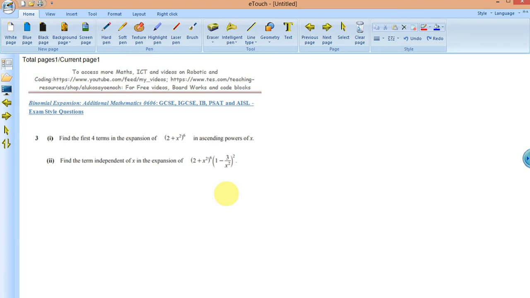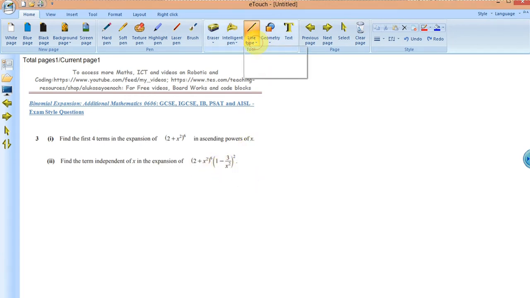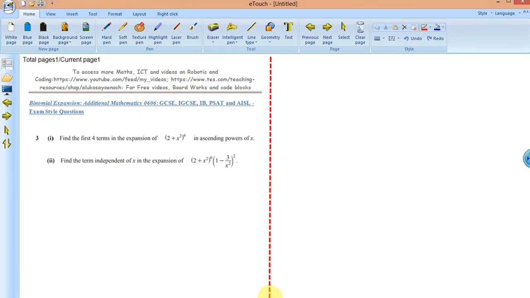Okay, guys, here is the second question. Let's take a look at the next question. Find the first four terms in the expansion of (2 + x²) all raised to power 6 in ascending power of x. And part 2 says find the term independent of x in the expansion of this. So I'll come back to this second question at the right time. So let's go ahead and take a look at the first question.